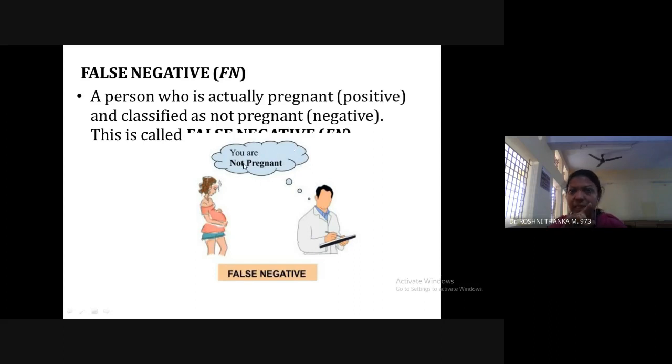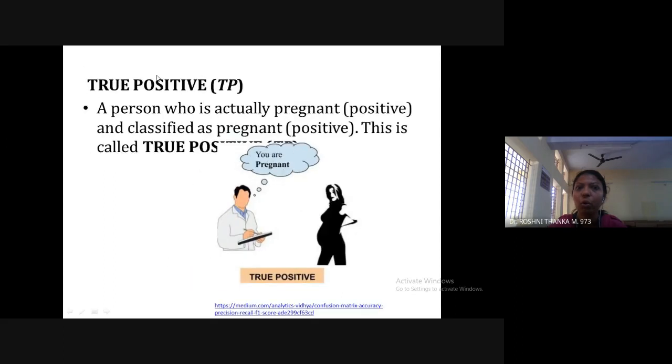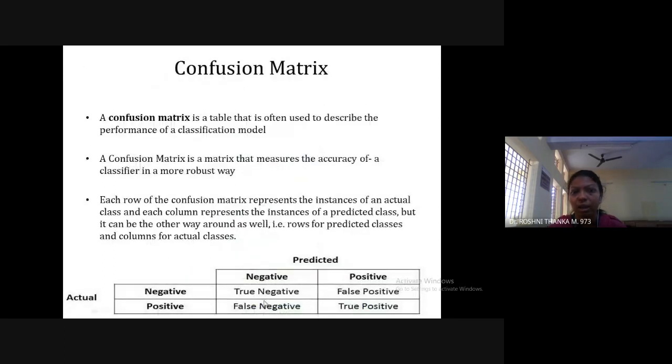Not pregnant means it is a negative result. Actually, that is false, right? This person is not pregnant. It's a false result. So that is what is called a false negative. The model is giving a negative result and it is false. False means it's wrong again. So that is what a false negative is. So these are the four parameters, the four confusion matrix representations, present in this table.